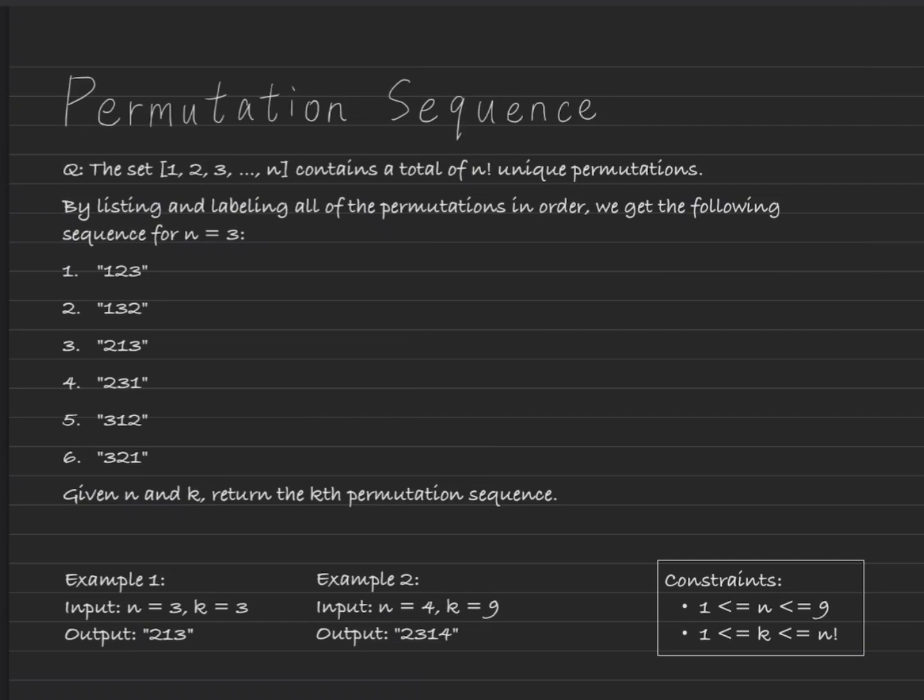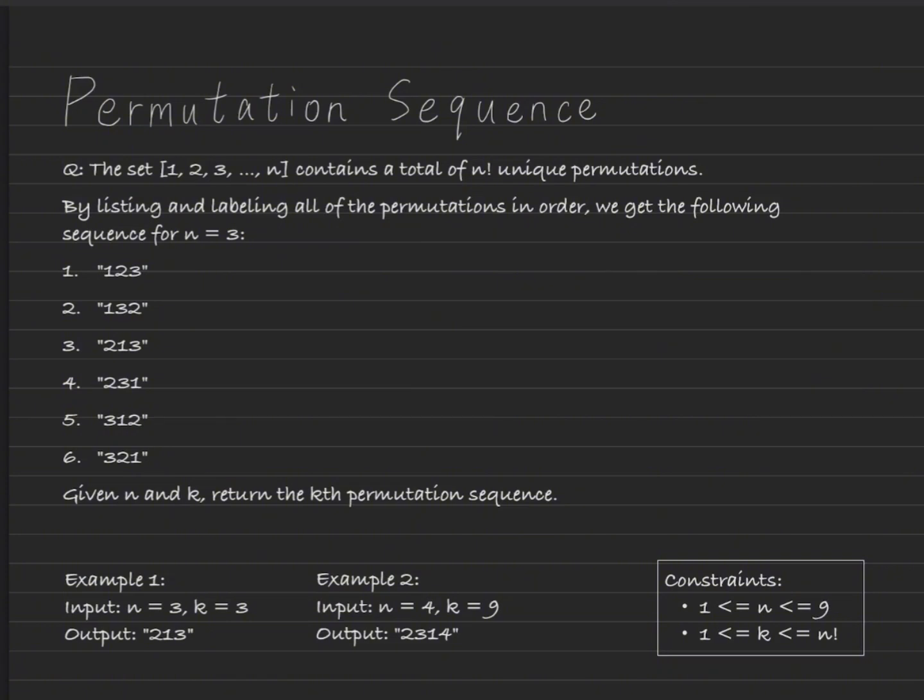The set 1, 2, 3 all the way to n contains a total of n factorial unique permutations. For example, by listing and labeling all of the permutations in order, we get the following sequence for n equals 3: 1 2 3, 1 3 2, 2 1 3, 2 3 1, 3 1 2, and 3 2 1. Given n and k, return the kth permutation sequence.